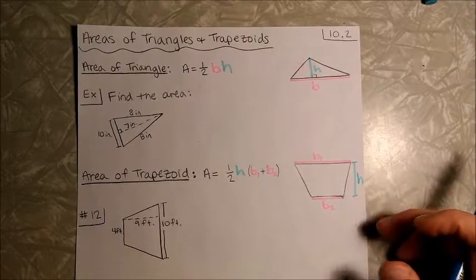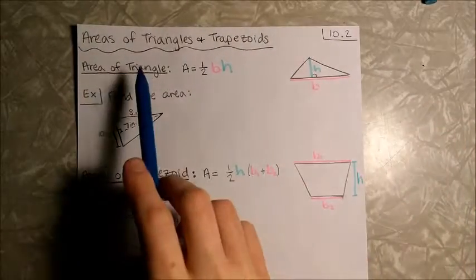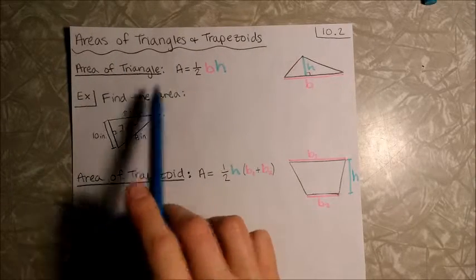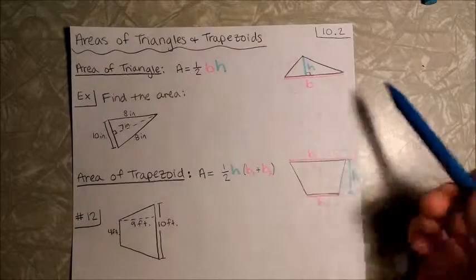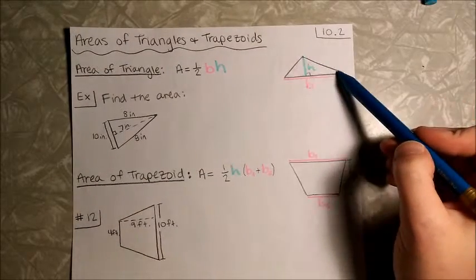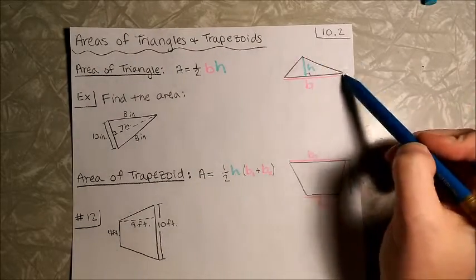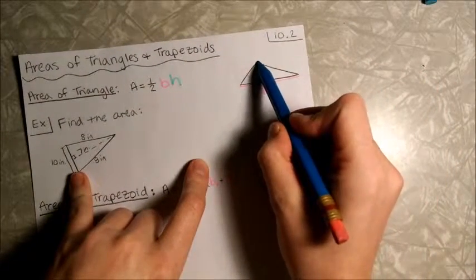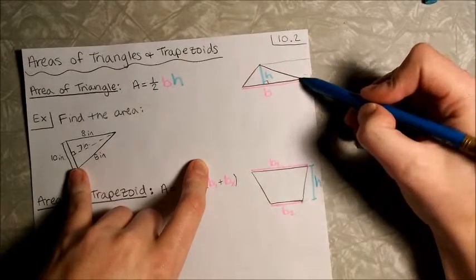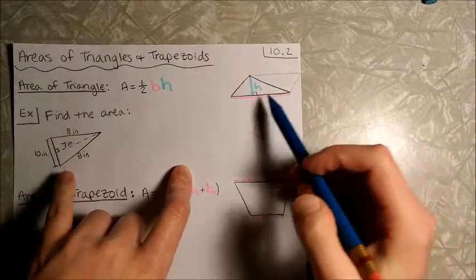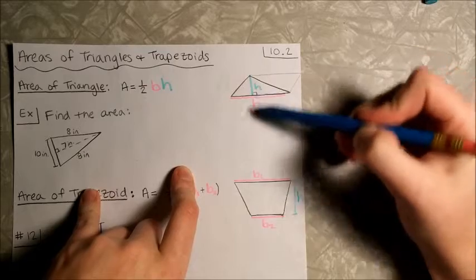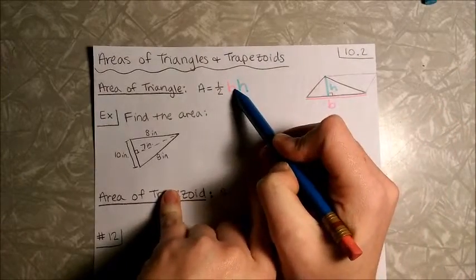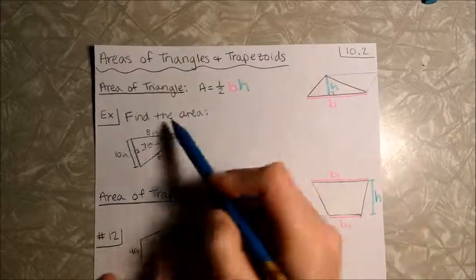Alright, today we covered 10.2, which talked about finding the areas of triangles and trapezoids. To find the area of a triangle, I went through a whole spiel about how finding the area of a triangle is like finding the area of half of a parallelogram. For instance, if I finish this picture over here, make it into a parallelogram. To find the area of a parallelogram from the last section, you took base times height. Well, a triangle is just half that amount, so it's 1/2 times base times height for the area of a triangle. So let's put that to use.